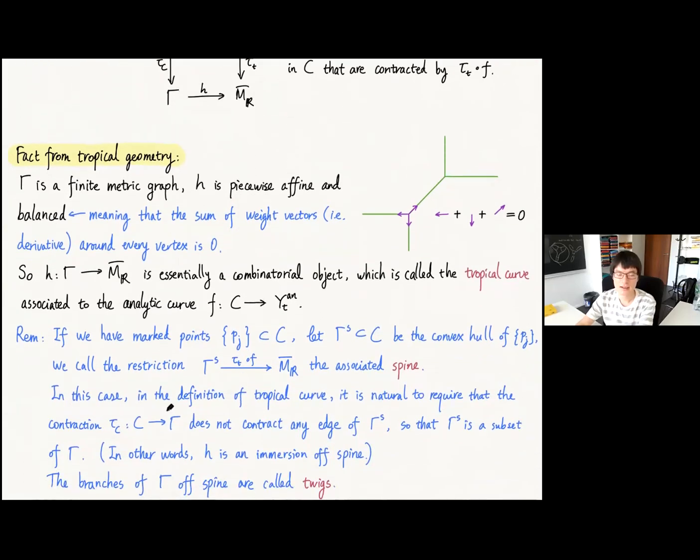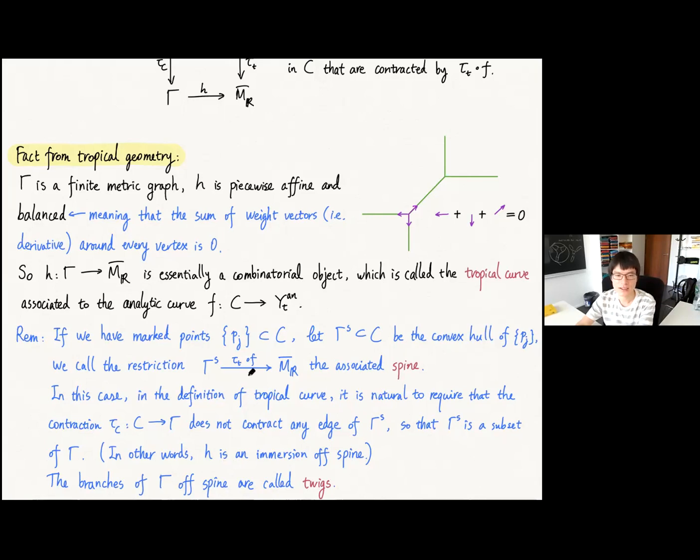And in this case, when we have some marked points, in the definition of tropical curve, it is natural to require that the contraction tau c does not contract any edge of the spine, so that the spine is a subset of the tropical curve. We don't want to contract any edge of the convex hull of the marked points, so that this is a subset of gamma. In other words, we want H to be an immersion outside the span, but on the span, we just want it to be the span.